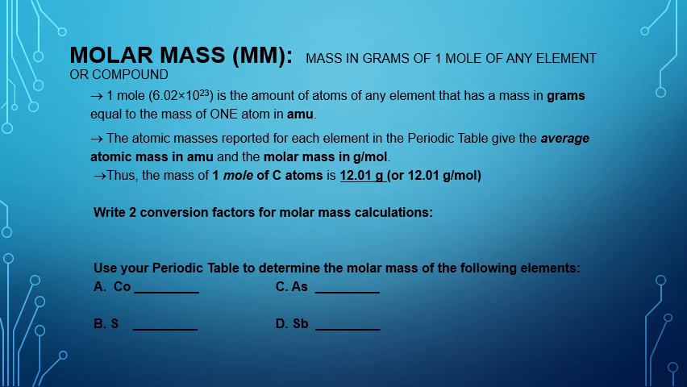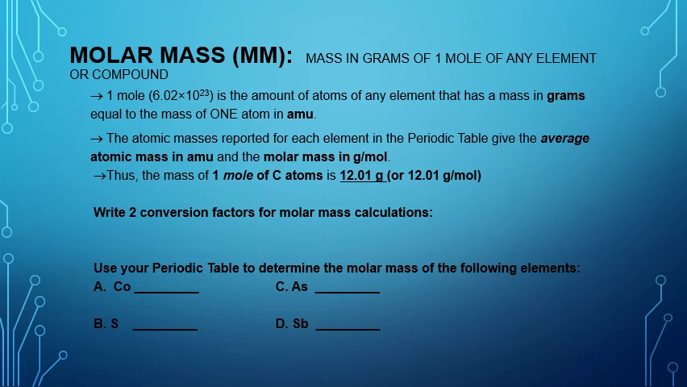The second conversion that we're going to look at involves mass. So in order to convert from mass into moles, we need to determine the molar mass of a compound, which is listed as the number of grams found in 1 mole of the substance. 1 mole, or 6.02 times 10 to the 23rd atoms or molecules, is the amount of atoms of any element that has a mass in grams equal to the mass of 1 atom in AMUs.